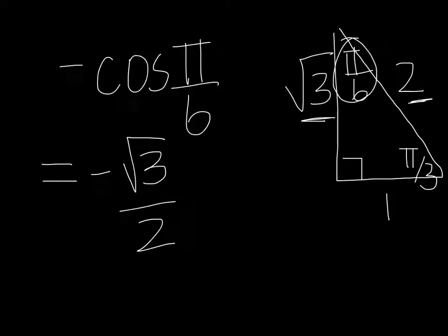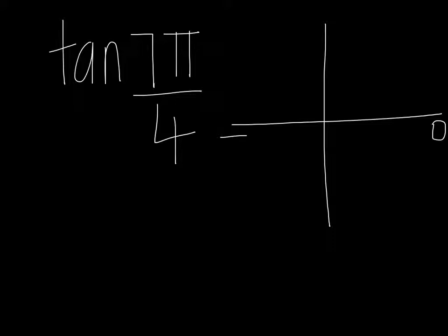Okay, let's try. This time we're going to be working with tan 7 pi on 4. So as before, we're going to put this on our unit circle and locate which quadrant. So again, marking in our x-axis values. So we've got 0 here and pi over here.